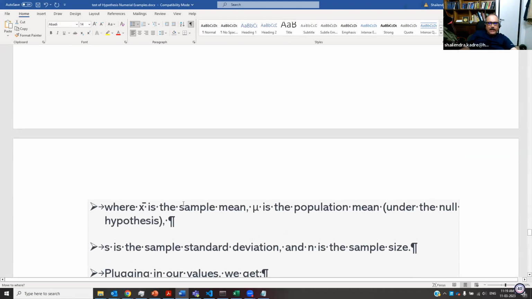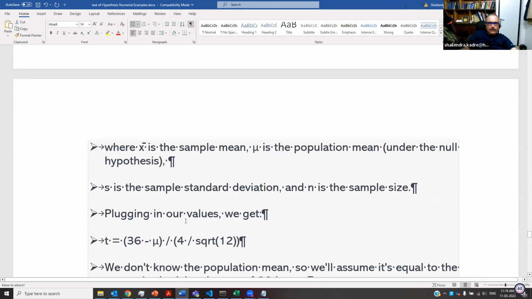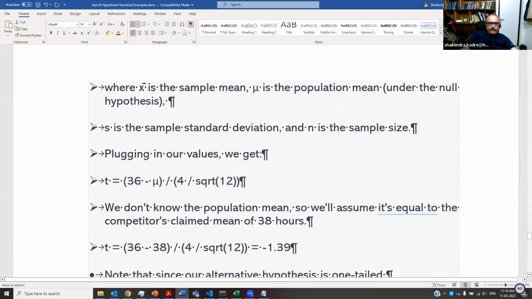So let us see. Since x bar is the sample mean and mu is the population mean under the null hypothesis, like I have explained to you, what do we do? We just put in the formula. Mu we don't know, because the population mean is not known. And the rest of the things we know. The sample standard deviation is 4, and the sample average is 36. So we put everything in. Mu is not known.